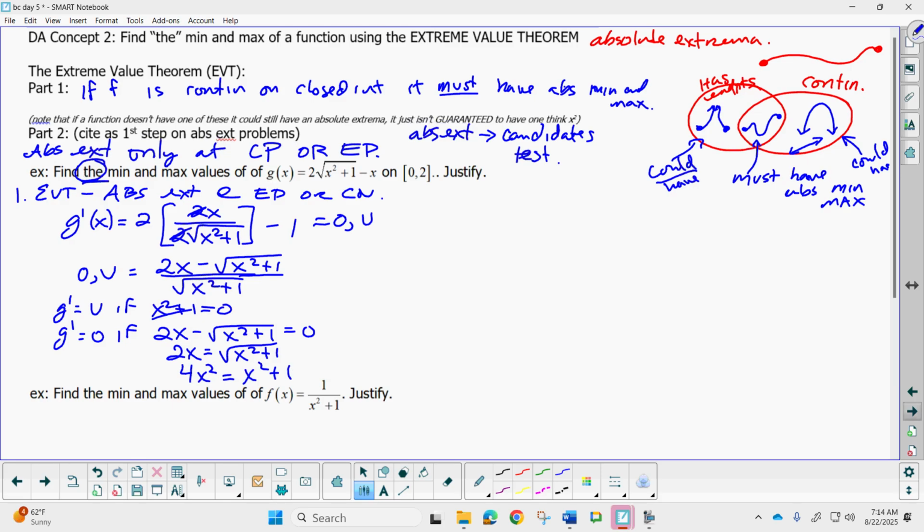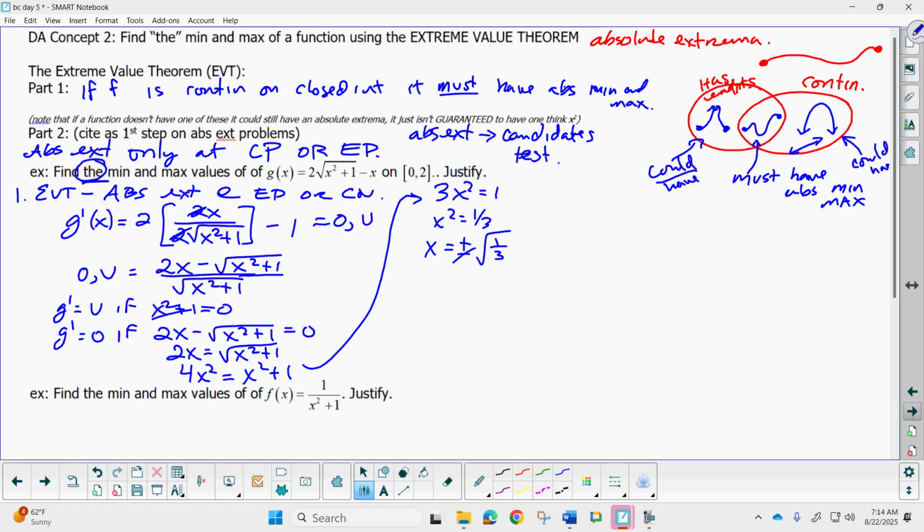And I get something like 3x squared equals 1, x squared equals 1/3, x is plus or minus the square root of 1/3, but because of the domain, it's just plus. That's the only critical number in the domain, all right? So my critical number is the square root of 1/3.